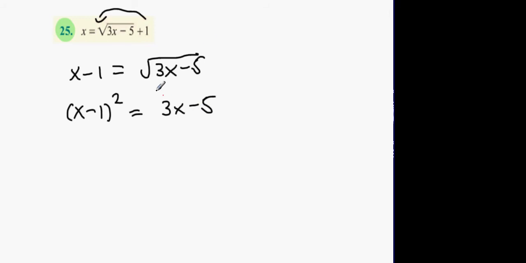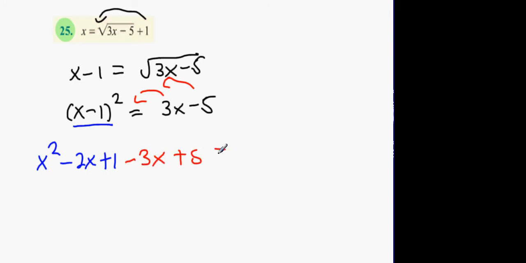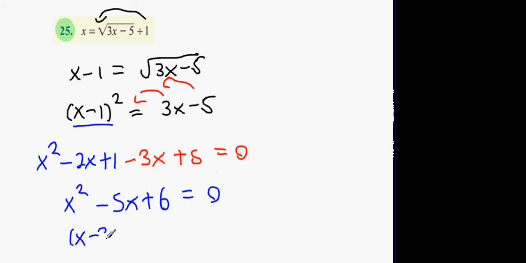Bring the 3x minus 5 over the other side and square out x minus 1 squared. You're going to get x squared minus 2x plus 1. Bring over the minus 3x, and now it's plus 5 equals 0. Then finally what you're going to be left with is x squared minus 5x plus 6 equals 0. X minus 3, x minus 2 equals 0. X equals 3 or x equals 2.